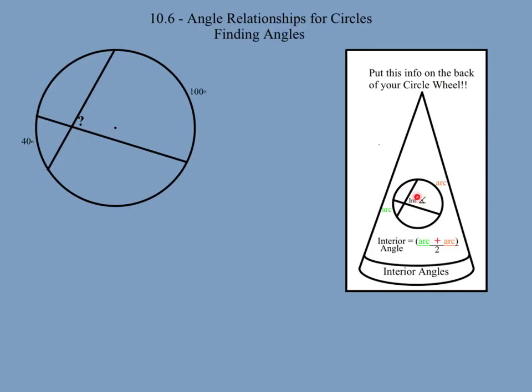If I follow that and I write it out, obviously I get that this thing equals arc plus arc. And why don't we do the big arc first? 100 plus 40 divided by 2. Obviously 140 divided by 2. So that angle equals 70 degrees. Done. Your job, identify this as an interior angle at least, and possibly write the formula down.